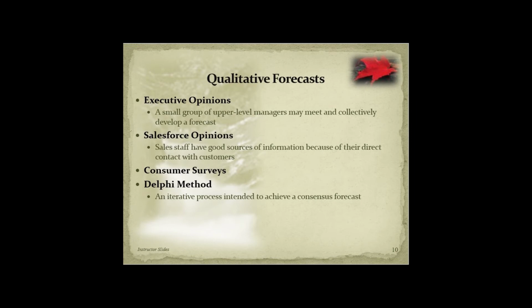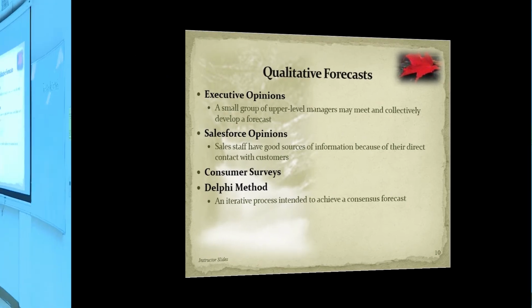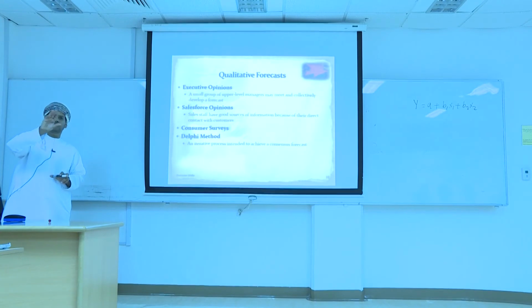Also another method, which is the Delphi method, which could be a more structured one in terms of qualitative forecast. An iterative process intended to achieve a consensus forecast. How does it work? You have a number of experts in different areas, okay? Most likely these experts are not in touch with each other, but they are all experts in the same area that you are trying to make a forecast for. That variable that you want to make a forecast for, they're all experts in that area, but they are not in touch with each other.